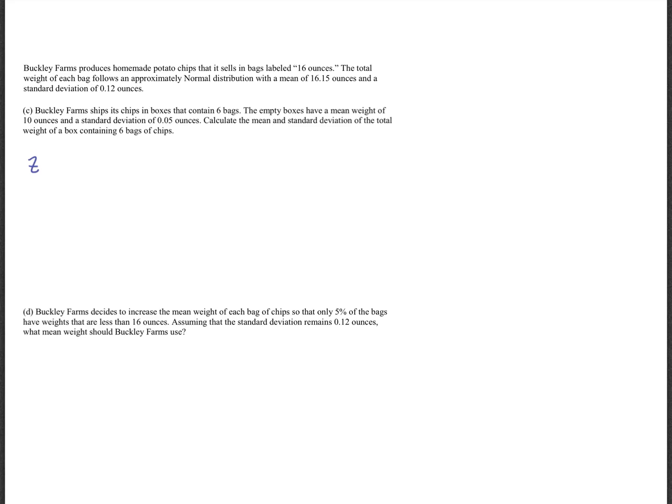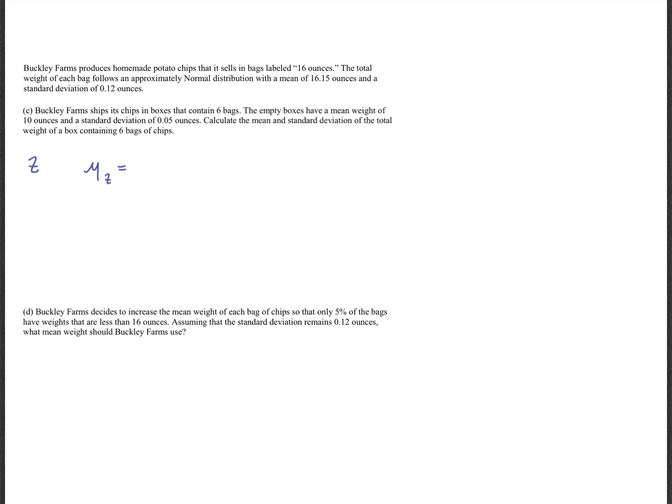So we want to calculate the mean and standard deviation. So we want to find the mean of z, which is just the mean of all the different means added together. Technically there's 7 different things all being added together, and each one comes from a different distribution. The box comes from the distribution of all possible boxes, right? They have a little variation in the weight, but on average they're 10 ounces, a little bit more or less. And then each bag comes from the same distribution, but they're still selected one at a time, so it's almost like they're from different distributions.